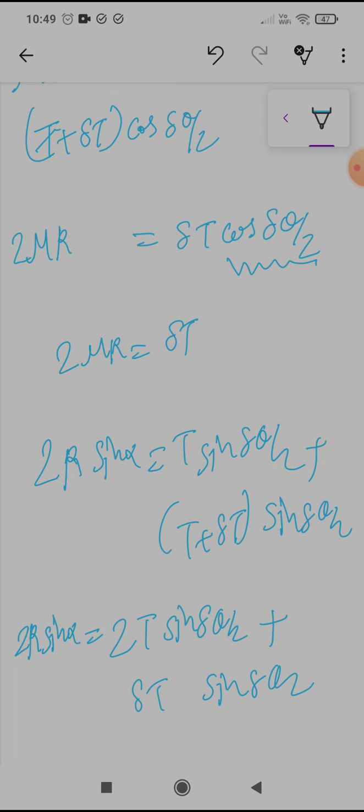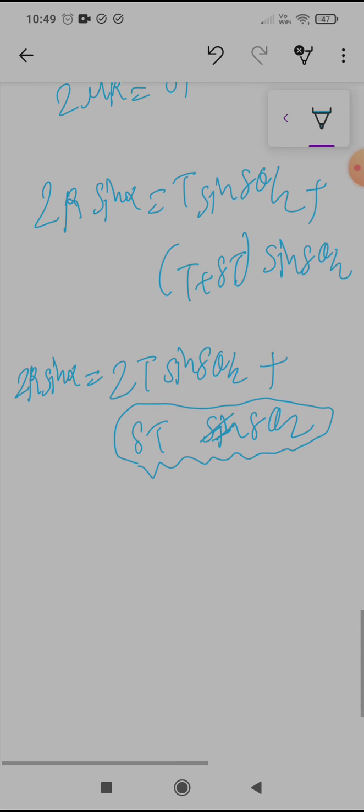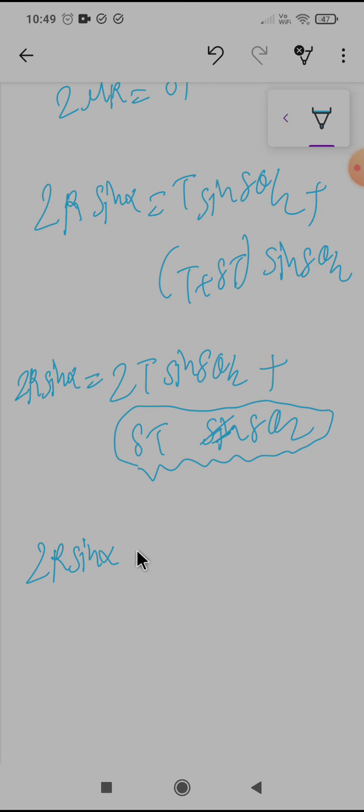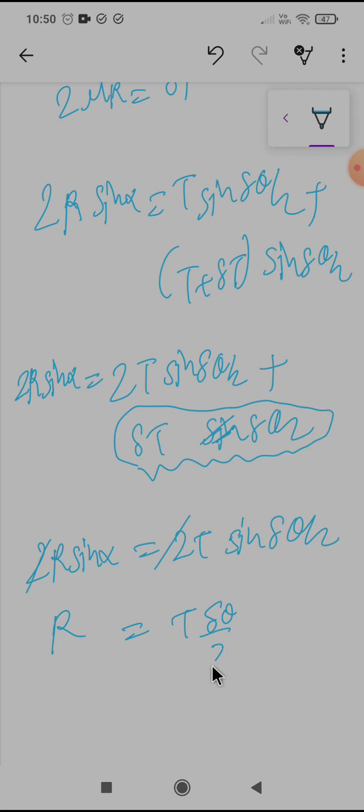Now as delta theta by 2 is very, very small, we can write sine theta is equal to theta. The term delta T into sine(delta theta by 2) is a very, very small term, so we can neglect it. After neglecting, we are left with 2R sine alpha is equal to 2T sine(delta theta by 2). The 2 gets cancelled, so we are left with R is equal to T delta theta divided by 2 sine alpha.